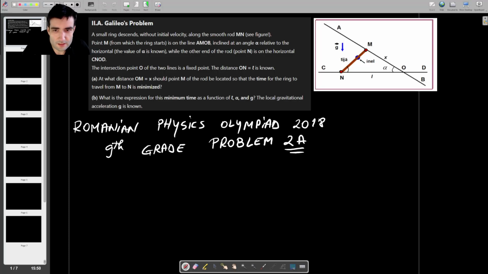Here's an interesting kinematics slash dynamics problem with a bit of optimization built into it that was at the Romanian Physics Olympiad, well, I should say the Romanian National Physics Olympiad back in 2018. This was given to ninth graders and it was problem 2A.